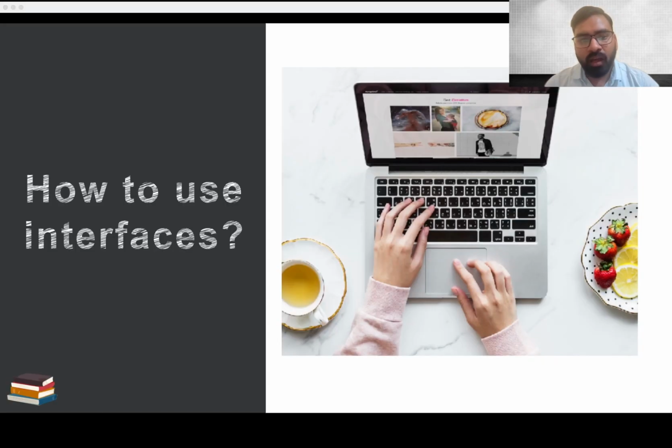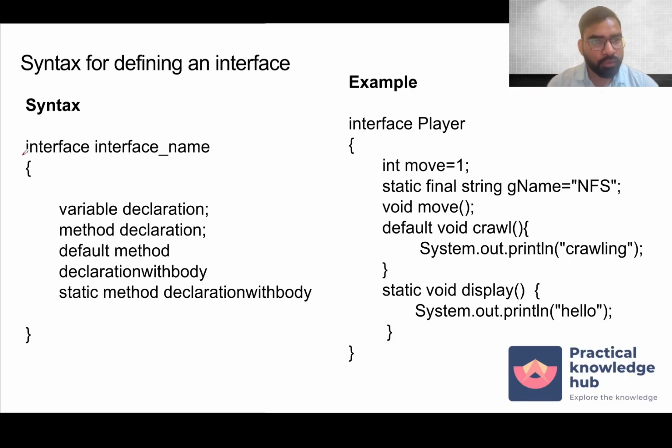Let's see how to use interfaces. First of all, to define an interface, we need to use the keyword interface. Then we define an interface name, use curly brackets, and inside those we can define some variables. By default these variables are public and final, and we can define some methods. These methods are public and abstract by default, and from Java 8 onwards we can define a default method with a body, and we can define a static method.